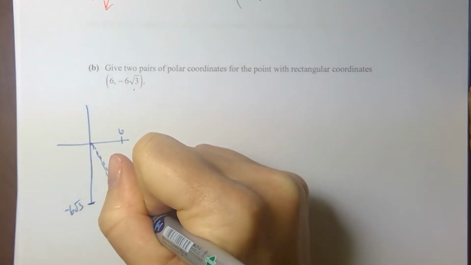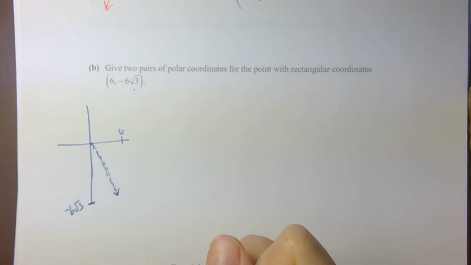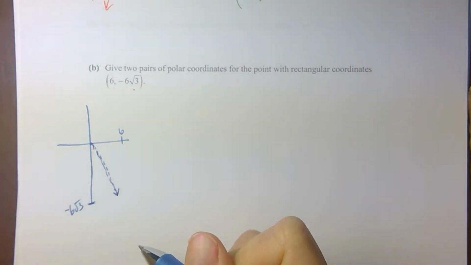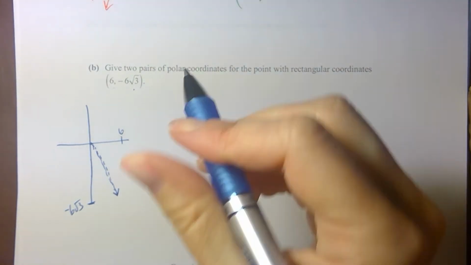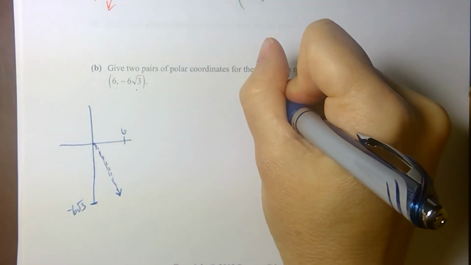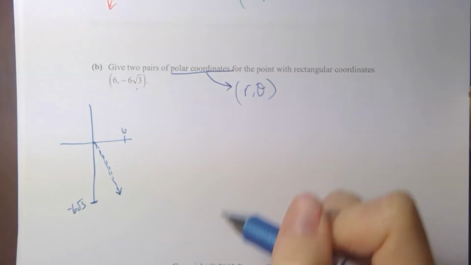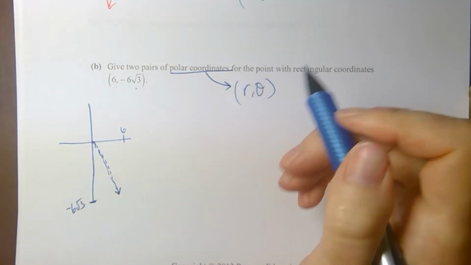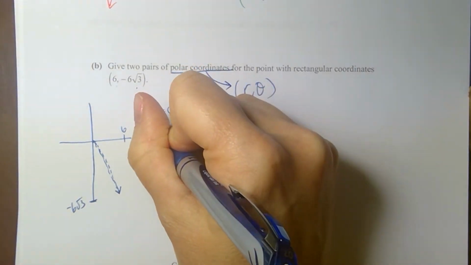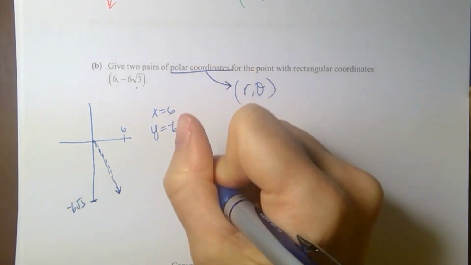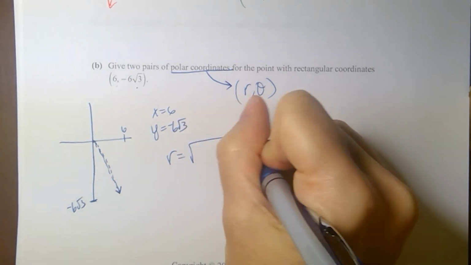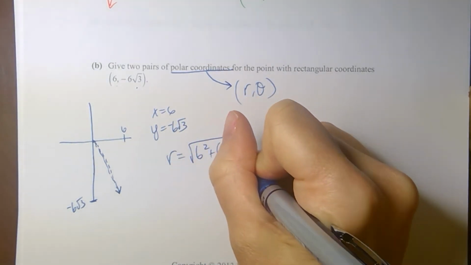Try to make that more straight. So I'm thinking about graphing that vector where x is 6 and y is negative 6 square root 3. I need to find r and I need to find theta, because that's what my polar coordinates are made up of: r, theta, polar coordinates right there. So if this is the vector, x is 6, y is negative 6 square root 3. R is the square root of the sum of those squares.